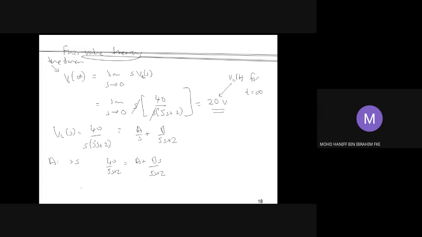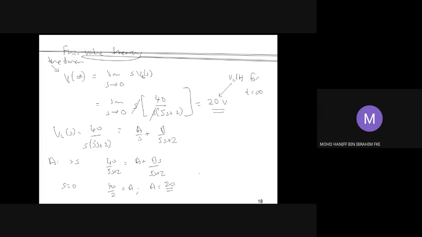Then you need to substitute S equals 0, so that we're going to have A as the only variable on the right hand side. So that should be 40 over 2 equals A. By right, your A value shall be equal to 20. That should be the value of A.